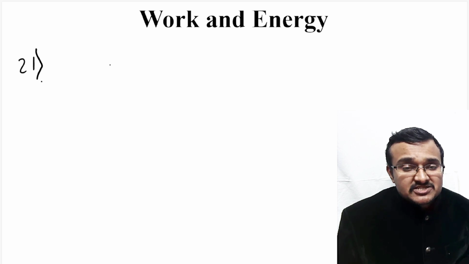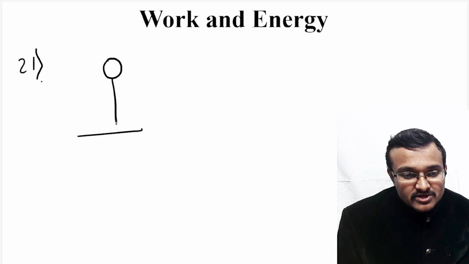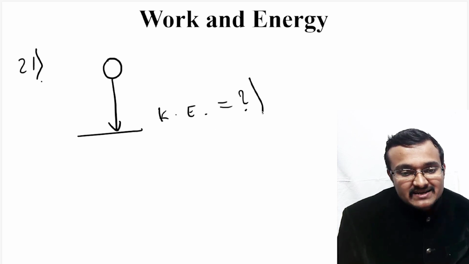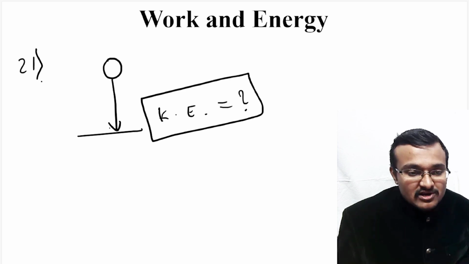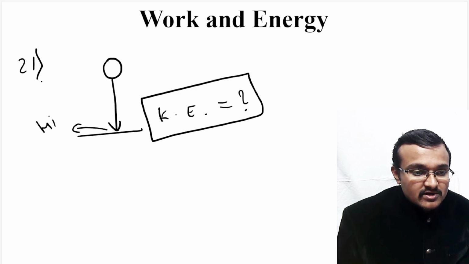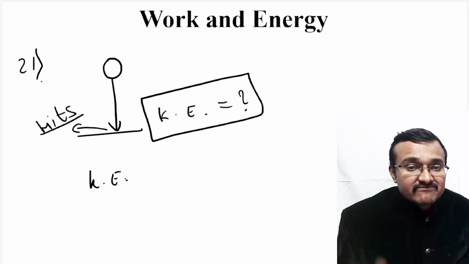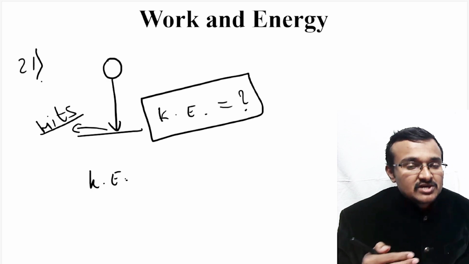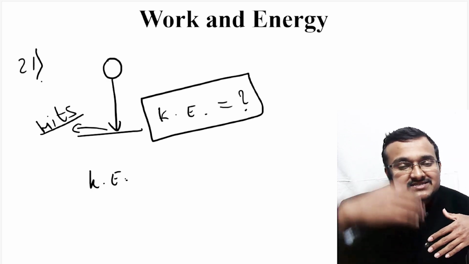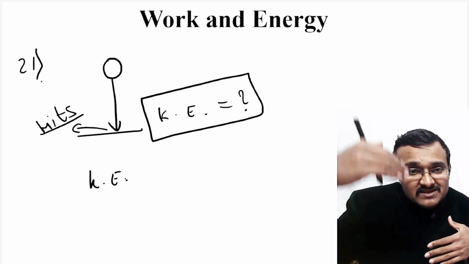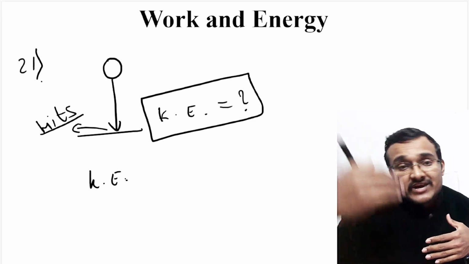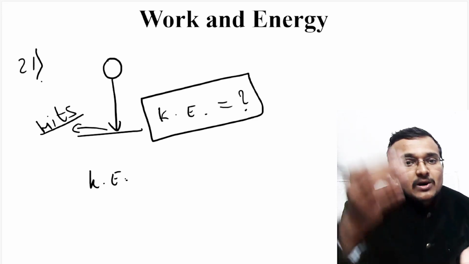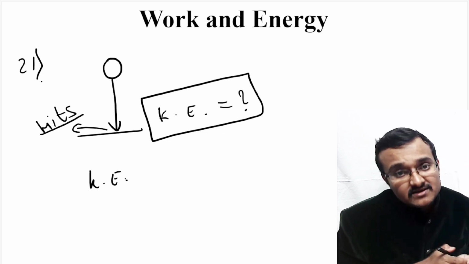Coming to the 21st question, here a freely falling body hits the ground. What happens to its kinetic energy when this freely falling body hits the ground? When a freely falling body is falling from a certain height, its potential energy is getting converted to kinetic energy. So where does that kinetic energy go after that ball has hit the ground?